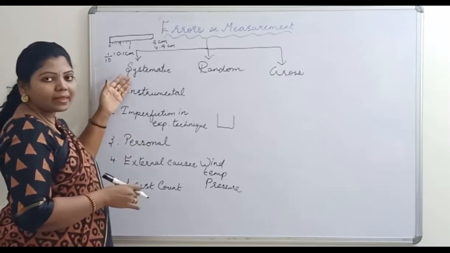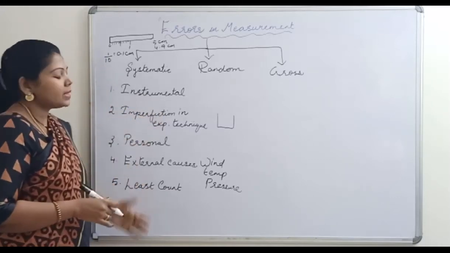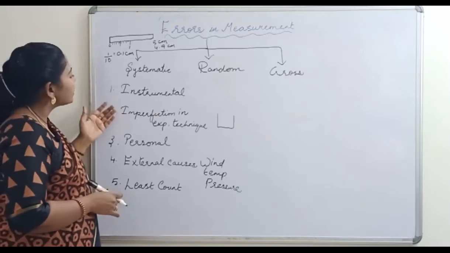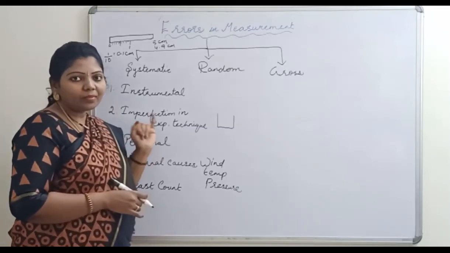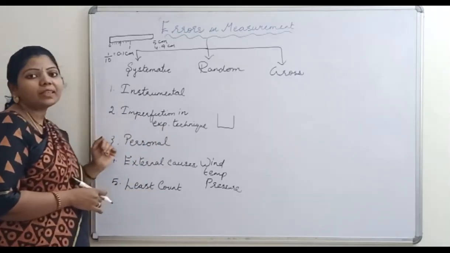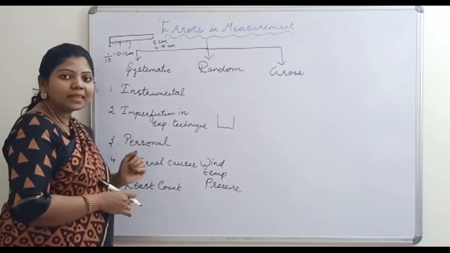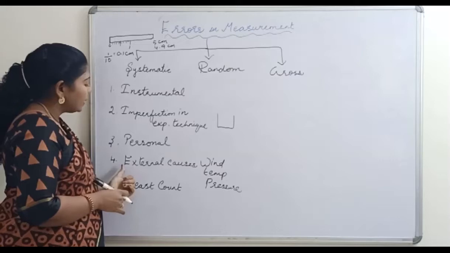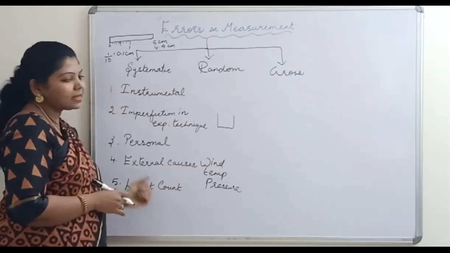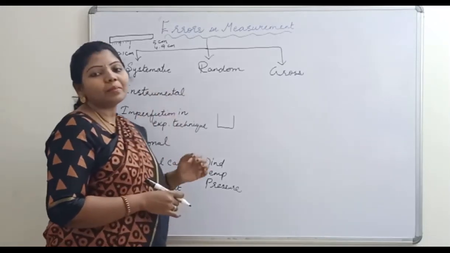So what are the systematic errors? Systematic errors are errors which continue throughout the experiment. So those errors are called systematic errors. So what all have we seen? First one is instrumental error, the second one is imperfection in experimental technique, the third one is personal error, the fourth one is error due to external causes, and the fifth one is least count error. Next we are going to see about random errors.